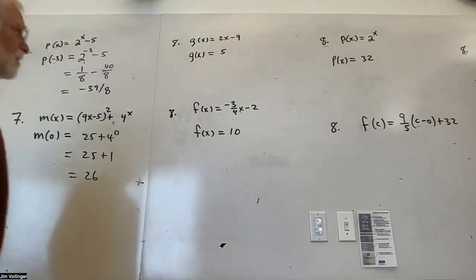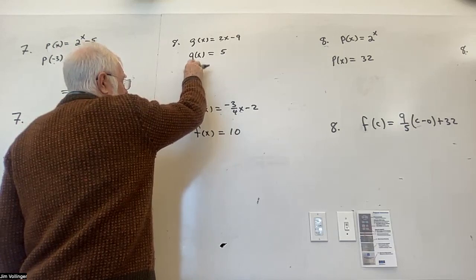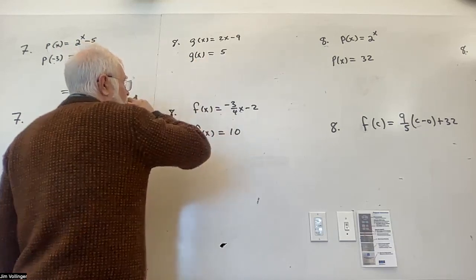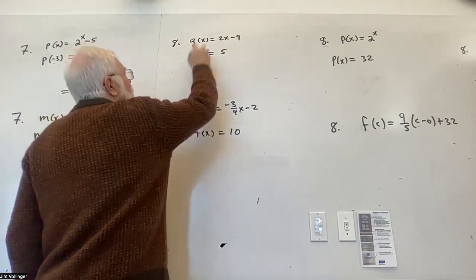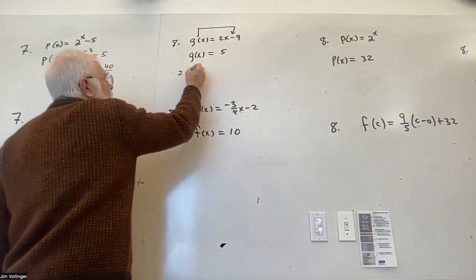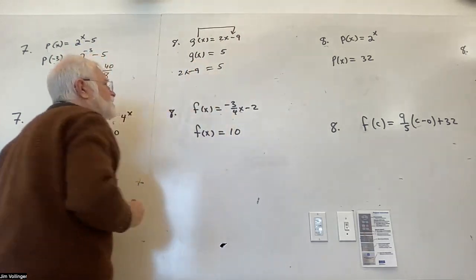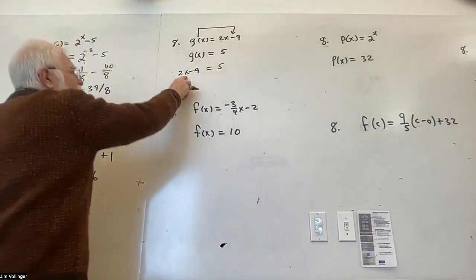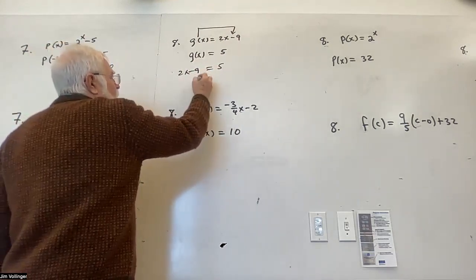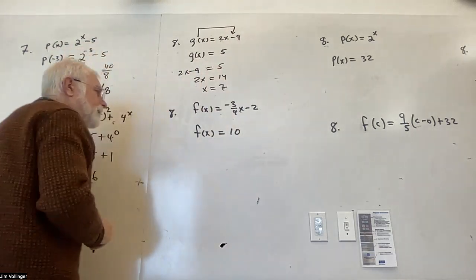Oh, g of x equals 5. I didn't give you an x value. And this is basically saying y equals 5. That means I can replace g of x with its new name, 2x minus 9. That's another name for g of x, and I want that to equal 5. Sure looks like I'm trying to find when this line hits a height of 5. 2x equals 14. It looks like it happens when x is 7.